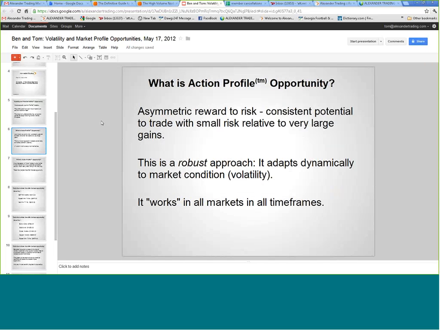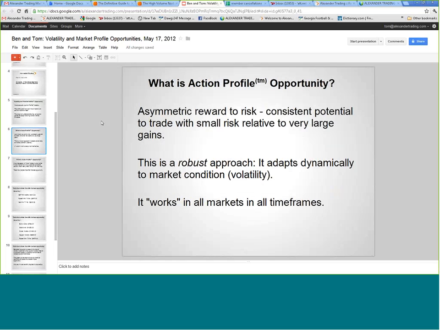We're looking for asymmetric reward to risk. We want to be able to take trades that give us the potential for a very large return in relationship to the risk that must be accepted to get in the trade. The other thing is, and this speaks to the volatility we're seeing, this is a robust approach.